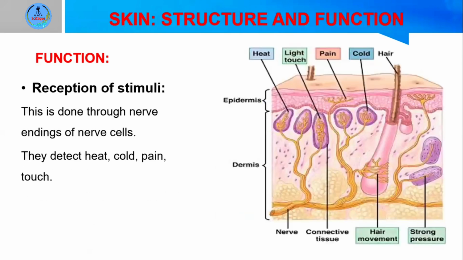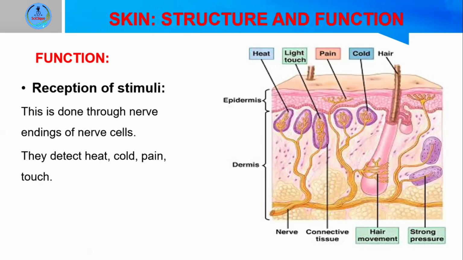Next, reception of stimuli. Stimuli are any changes that occur in the environment. I'm talking about changes in temperature. Is it hotter? Is it colder? Touch: if someone touches you, you're aware of it. How does this happen? Pain: you can feel pain from your skin, right?